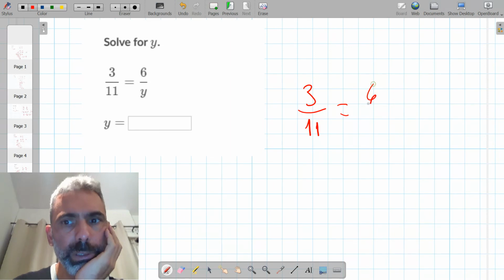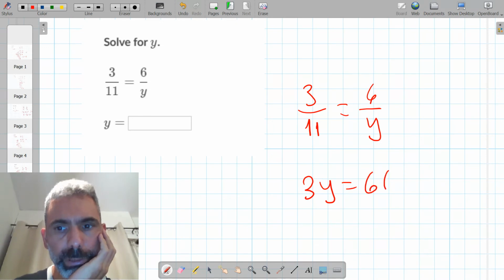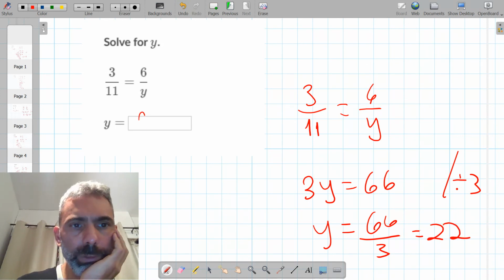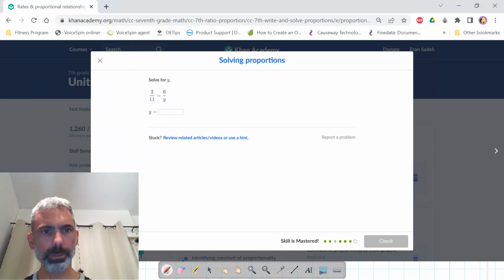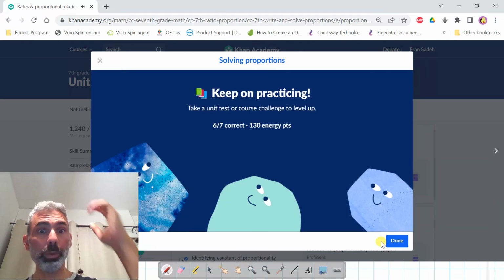11 equals 6 over y. Okay, so 3y equals 66. So divide both sides of the equation by 3. So y equals 66 divided by 3, which is 22. So y equals 22.